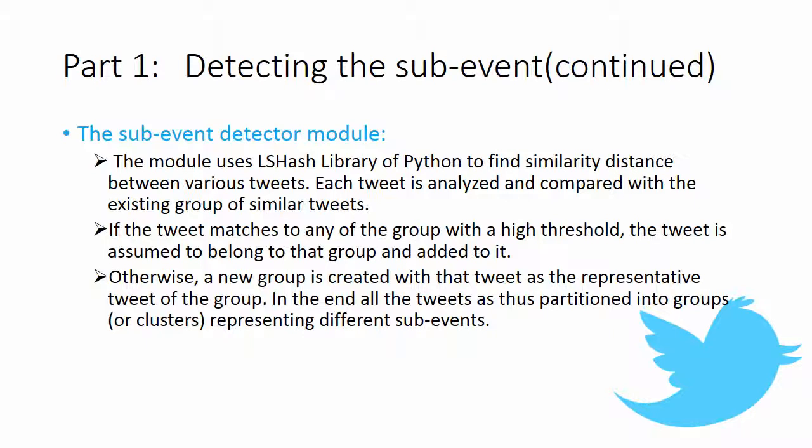Continuing with the same, we have used the LSH library of Python in this module to find similarity distance between various tweets. Each tweet is analyzed and compared with the existing group of similar tweets. If the tweet matches any of the group with a high threshold, the tweet is assumed to belong to that group and is added to it. Otherwise, a new group is created with that tweet as a representative tweet for the group. In the end, all tweets are thus partitioned into groups representing different sub-events.